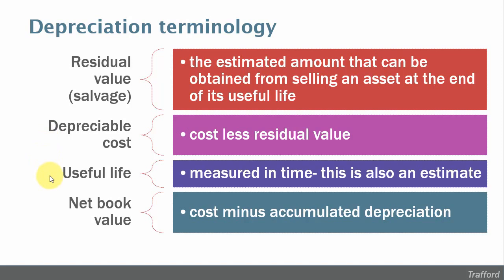We depreciate assets over their useful life. Useful life is generally measured in time, but it can also be measured in units of output. Note that this is also an estimate that management needs to make. And finally, a very important term for us is net book value, also often referred to just as book value. Net book value is acquisition cost of an asset, so what's in the asset account in the company's general ledger, minus the amount of accumulated depreciation on that same asset.